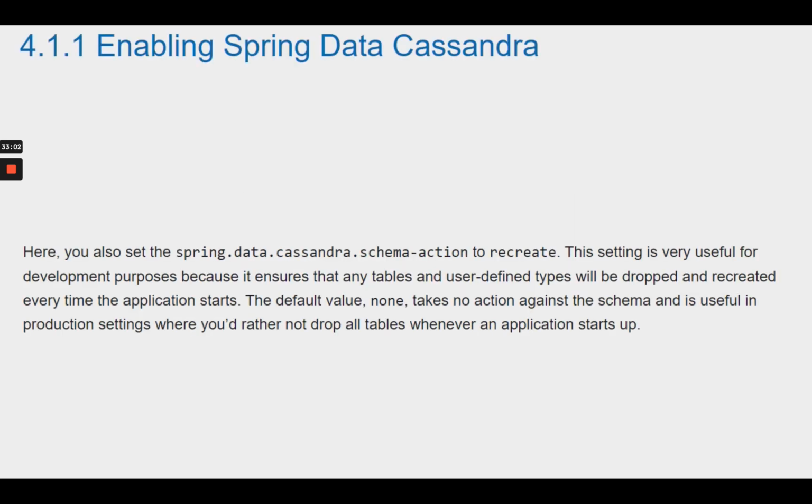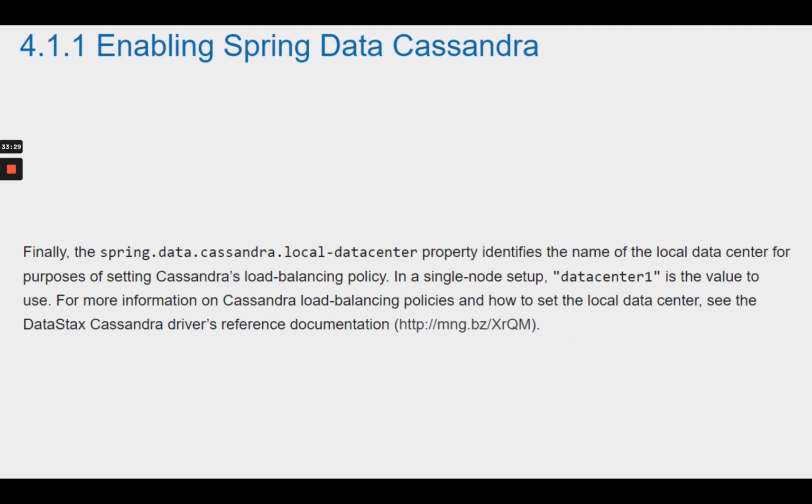Here, you also set the spring.data.cassandra.schema-action to recreate. This setting is very useful for development purposes because it ensures that any tables and user-defined types will be dropped and recreated every time the application starts. The default value, none, takes no action against the schema and is useful in production settings where you'd rather not drop all tables whenever an application starts up.